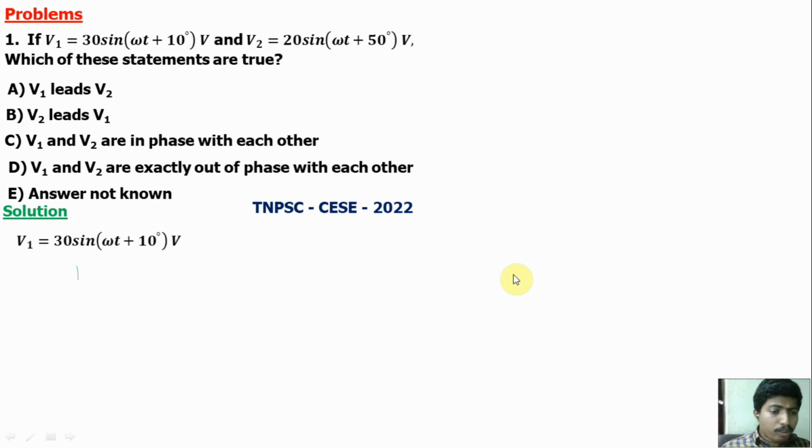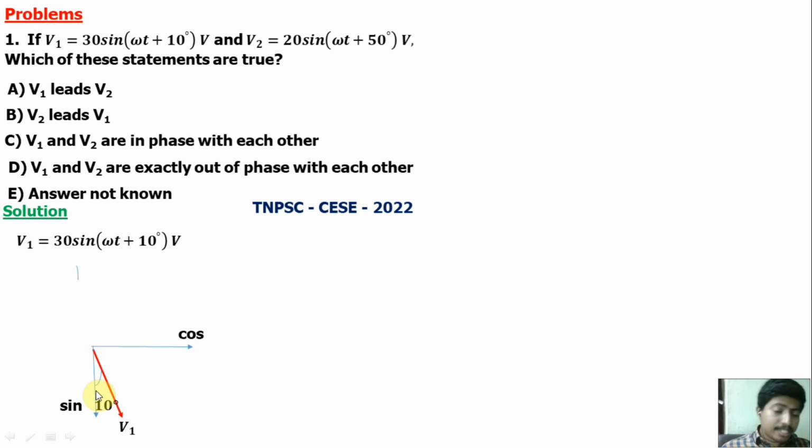So here V1 is given as 30 sin(omega t plus 10 degree). Here x-axis is cos, y-axis is sin. Sin should be decreasing. Okay, this is cos, this is sin. Here plus 10. Sin value is given, so plus 10. So here this is V1, 10 degree lead from the negative imaginary axis.